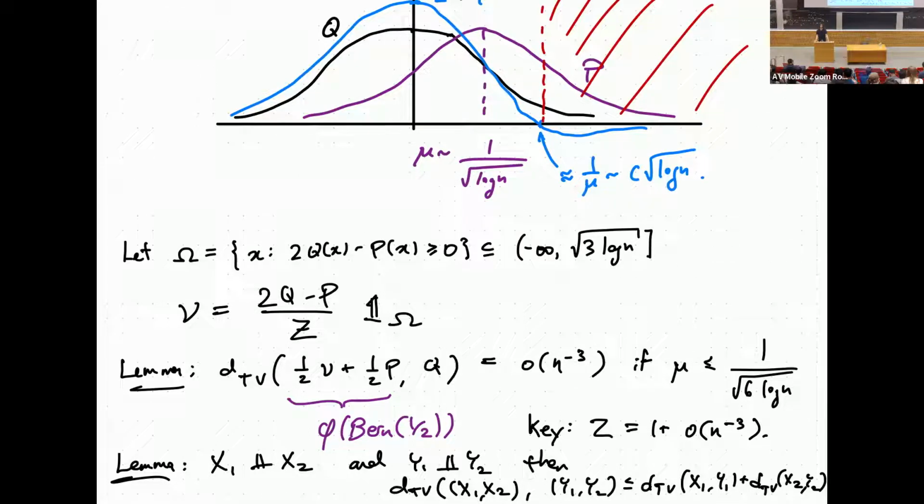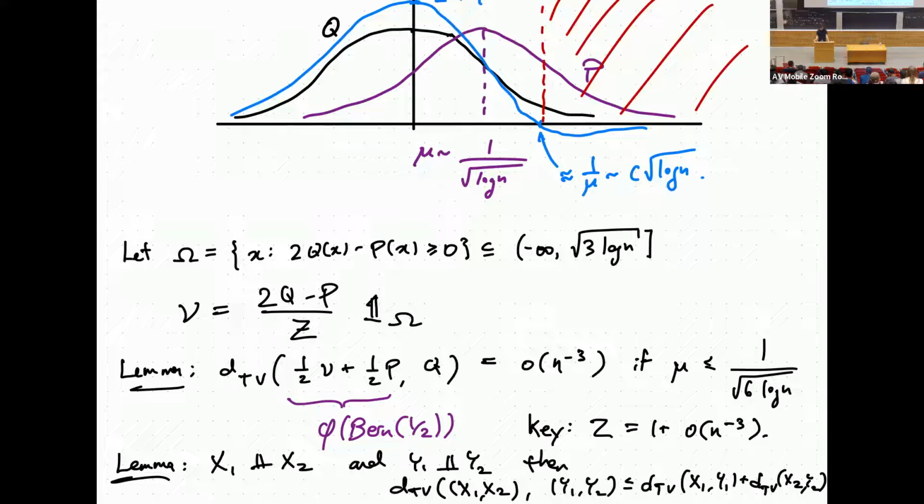So we're trying to distinguish x1, x2 from y1, y2. And the distance between these turns out to be upper bounded by the sum of the distance on the first coordinate plus the distance on the second coordinate. This is almost an immediate consequence of the coupling interpretation of total variation.